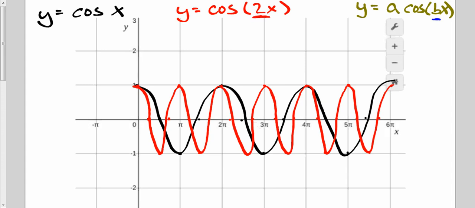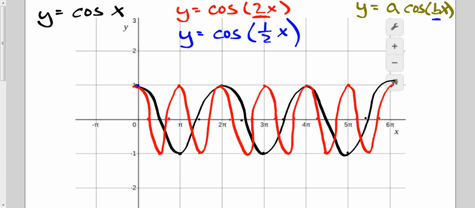Okay? Now, in blue, I do y equals cosine of 1/2 x. What do you think is going to happen? How many times do I finish a whole cycle in 0 to 2 pi? Well, I finish half a cycle in 0 to 2 pi. So, half a cycle gets me right. I'm going to do this in blue now.